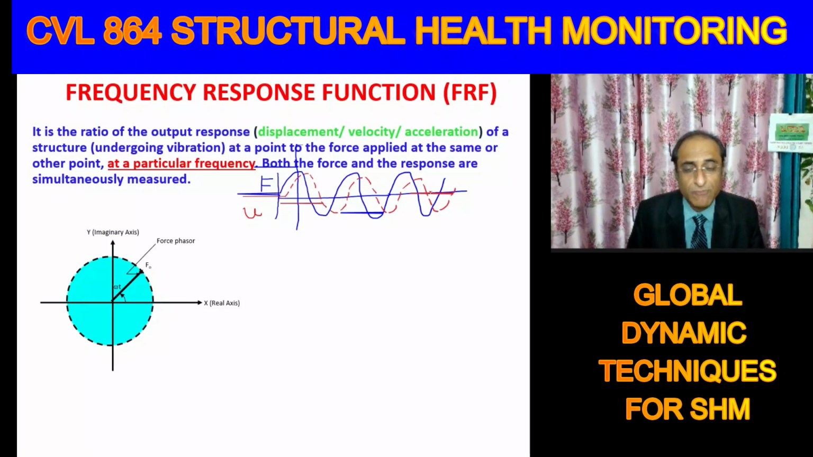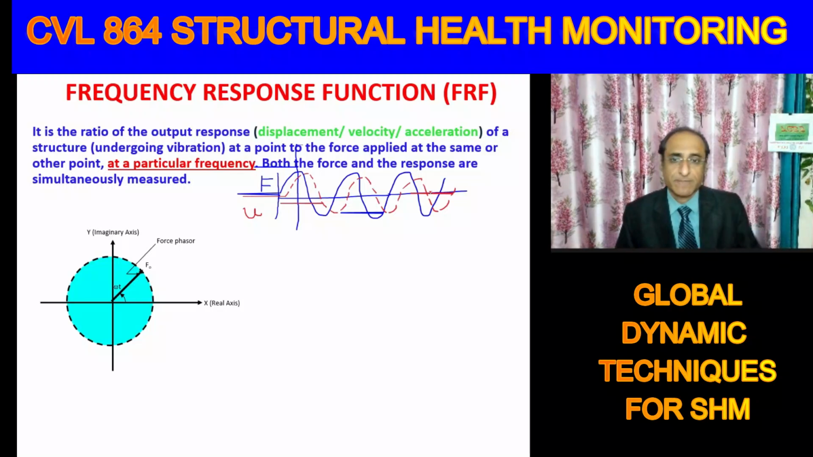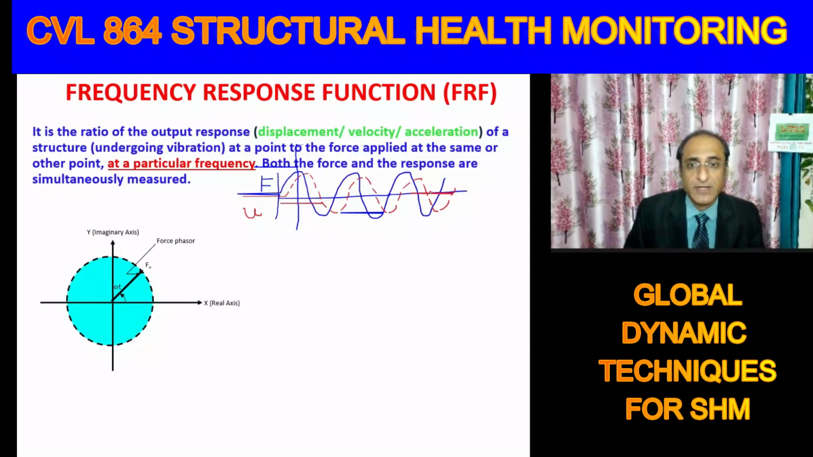Basically, if we are talking of only displacement, then force and displacement have a phase difference. If the structure is a pure spring, it does not have any inherent damping, it does not have any mass, then there will be no phase difference between force and displacement. They will be in phase. But because we have finite mass and finite damping, there is a phase difference. So these are the reasons for phase difference between the force and the displacement.